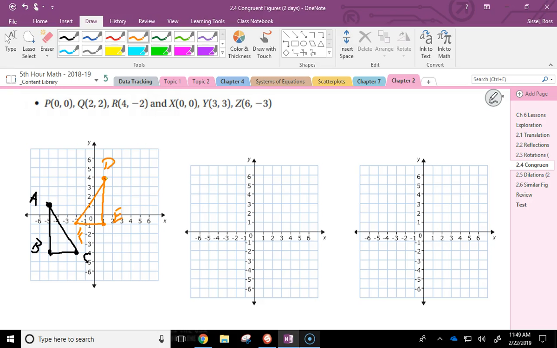So, here's what we need to do. We need to prove that these two triangles are congruent. So, the first thing I'm going to do is make sure everyone has some tracing paper again. Can you prove to me mathematically that these two triangles are the same?